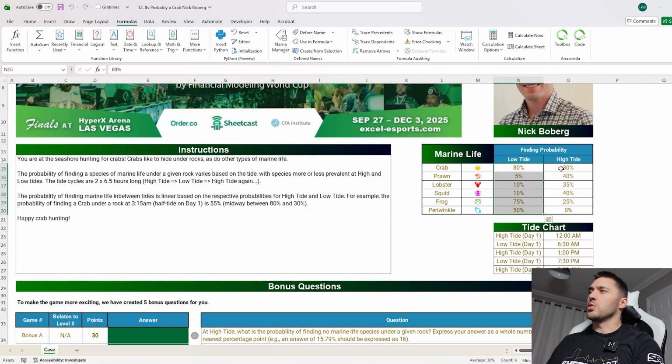There's a different chance at low tide and high tide. And as you move from low tide into high tide, the percentage chance scales linearly. So it will move from 80% to 30%, then from 30% back to 80%. So when you're halfway between the tides, your chance is exactly halfway between these percentage chances. So let's do a bit of setup.